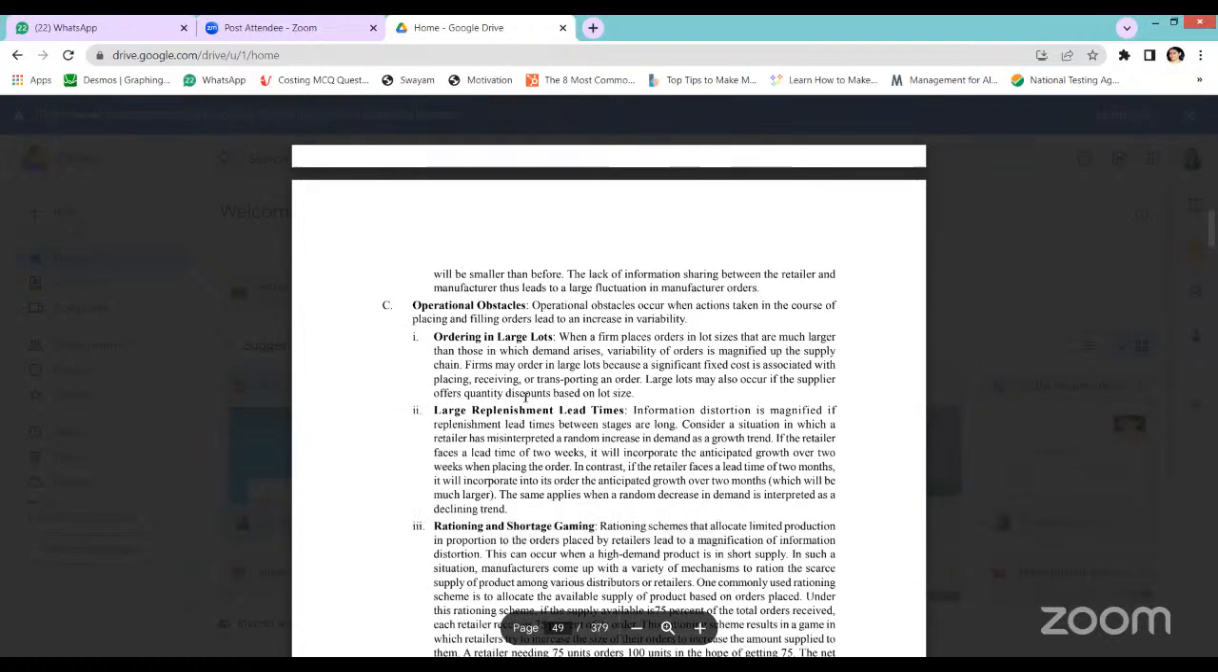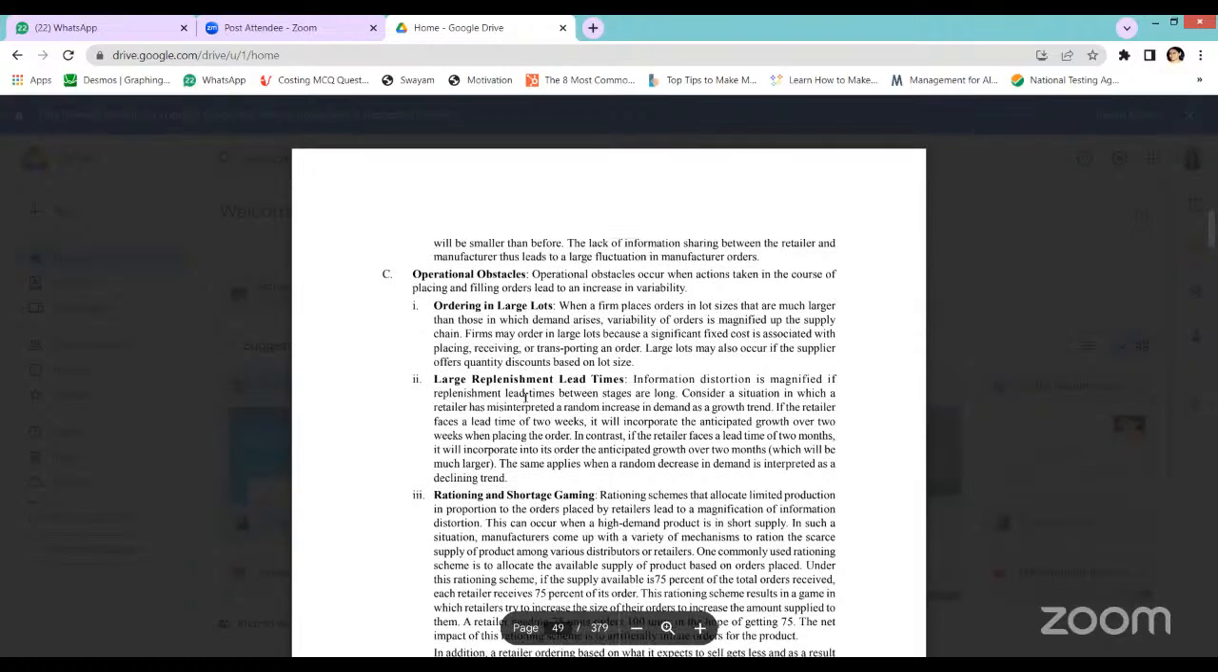The information is not shared properly. That again leads to misunderstanding and, yes, leads to large fluctuations in the manufacturing orders. The next one is operational obstacles. Operational obstacles means ordering in large lots.